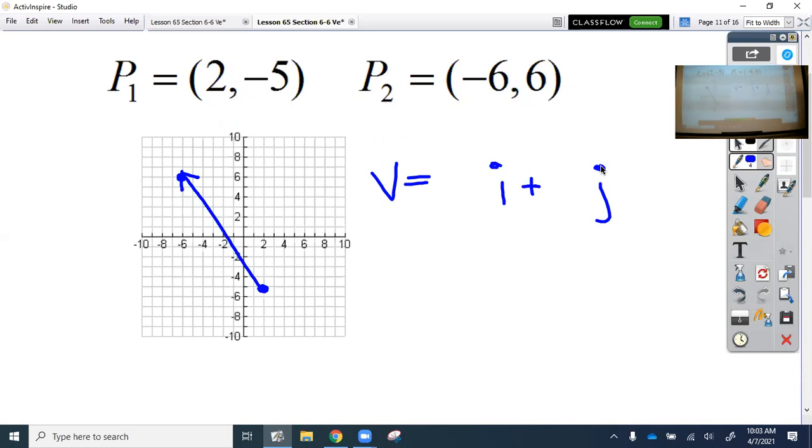And now instead of using a formula, I'm going to use my graph. And I'm going to look and I'm going to say, hey, how far did it go over? Because that's my I, right? If it went from 2 to -6, well, it went -8 over. So I'm going to put -8 with my I. And how far did it go up? If I went from -5 to 6, it went 11. So 11 would be my J.